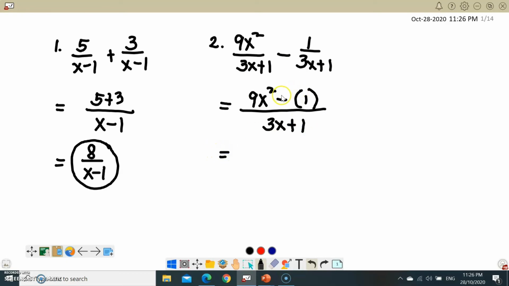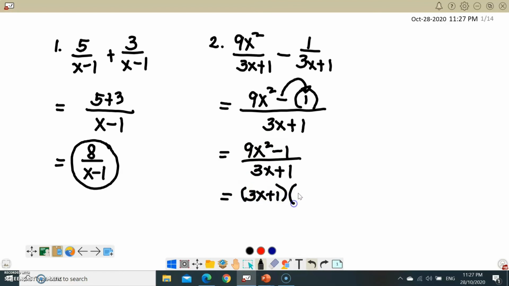Then we distribute the negative. So negative multiplied by positive 1 is equal to negative 1. Then we write it as 9x squared minus 1 over 3x plus 1. As you observe, the numerator is factorable. And what are the factors of the numerator? 9x squared minus 1. We have 3x plus 1 multiplied by 3x minus 1 over our denominator, 3x plus 1.